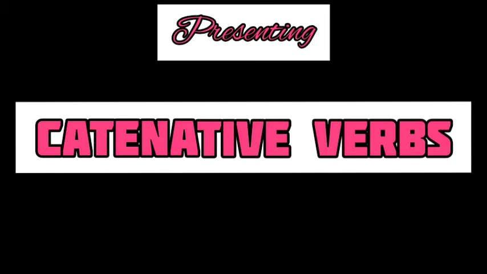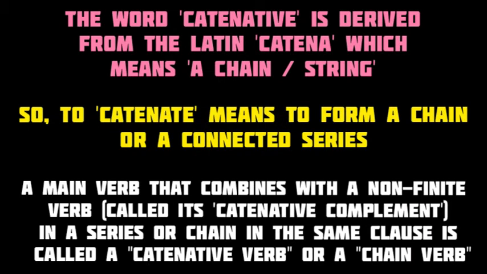Catenative verbs is our topic today. The word catenative is derived from the Latin word catena, which means a chain. The verb catenate means to form a chain or a connected series. So a catenative verb is a main verb that combines or catenates with a non-finite verb in a series or chain within the same clause.